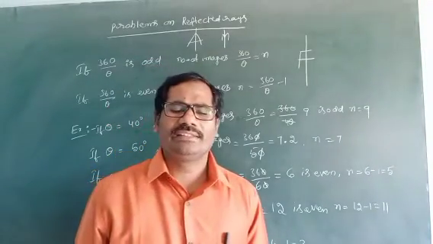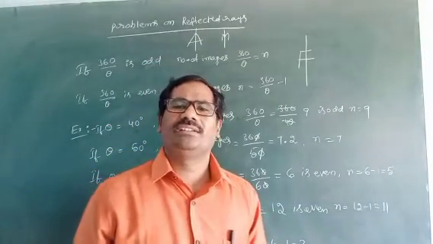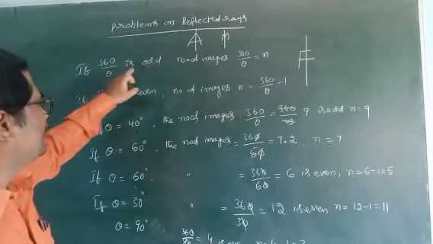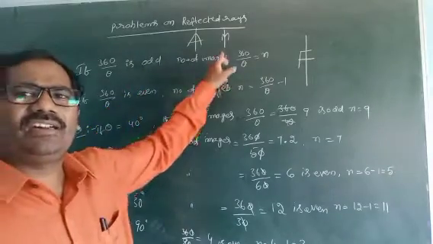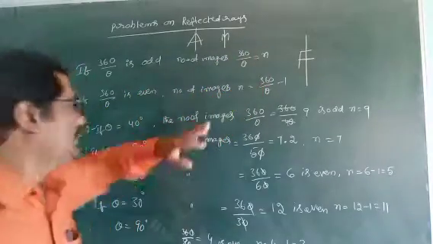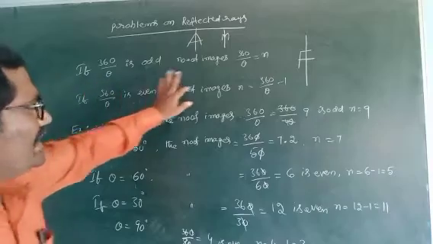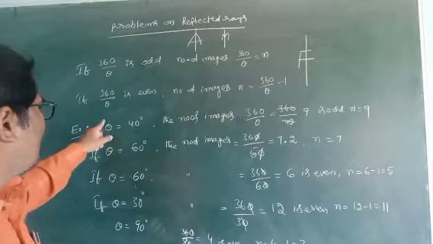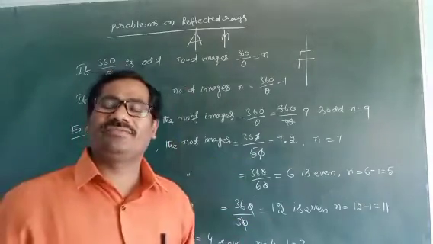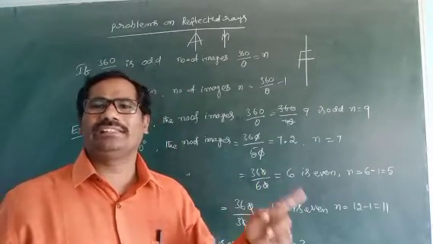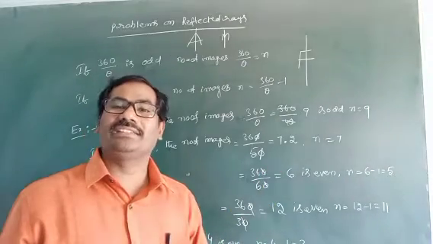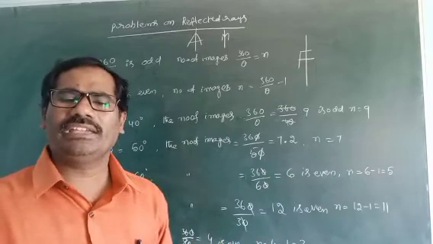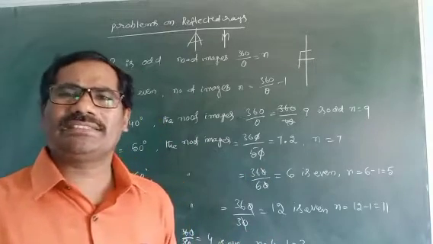That is the number of images formula. If 360 by theta is odd, the number of images is exactly 360 by theta. If 360 by theta is even, the number of images is 360 by theta minus 1. If theta is a fraction, consider only the integral part. That is the number of images formula.